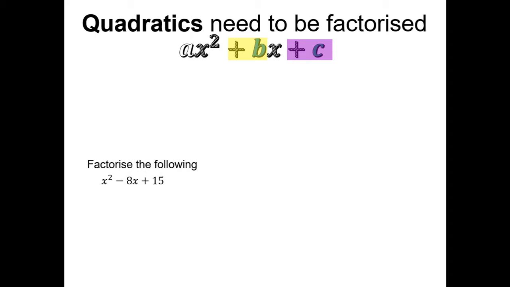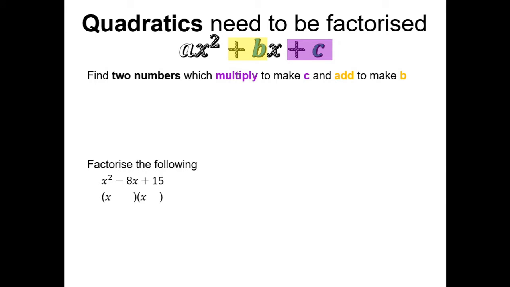Right, let's try another one. Again, pay attention to the signs. This time, I'm trying to find two numbers that multiply to make 15. This is positive 15 this time. And add to make negative 8. The sign is part of it. Adds to make negative 8.